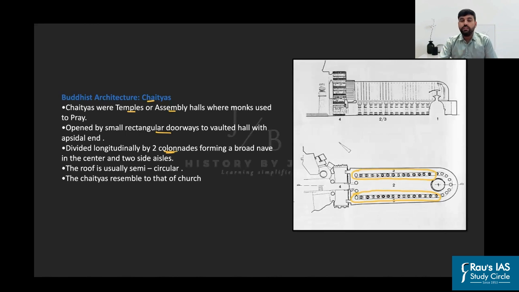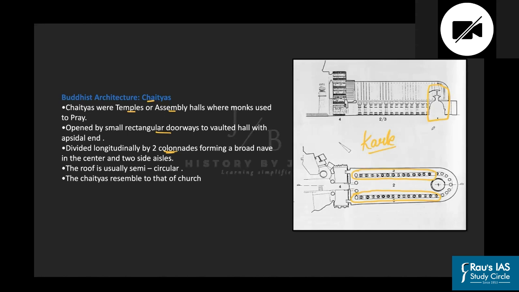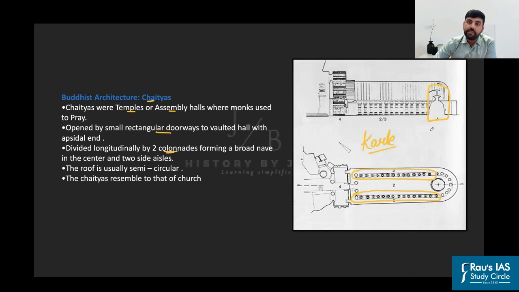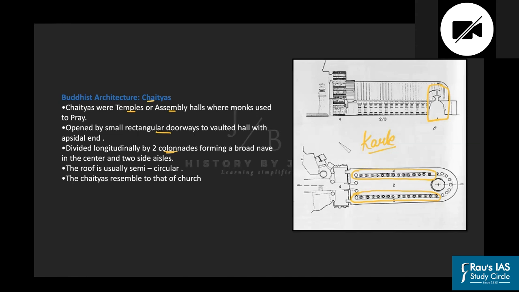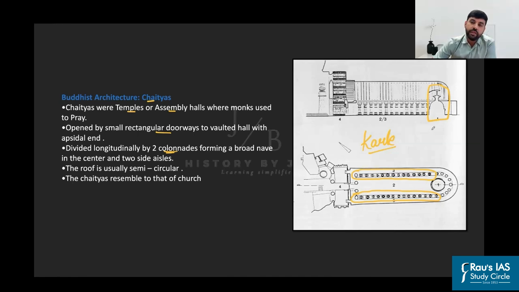Now, this is the example of Karle Chaitya. It's in Maharashtra. Here you can see, what is this? Anyone? What is this? A stupa. So it means Hinayana or Mahayana? Hinayana. Perfect. Good, it is getting understood. Now this is the basic difference. It looks like a church, right? I always discuss this in the class as well.